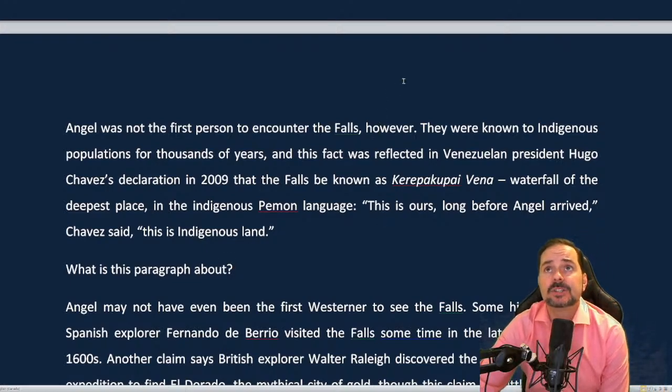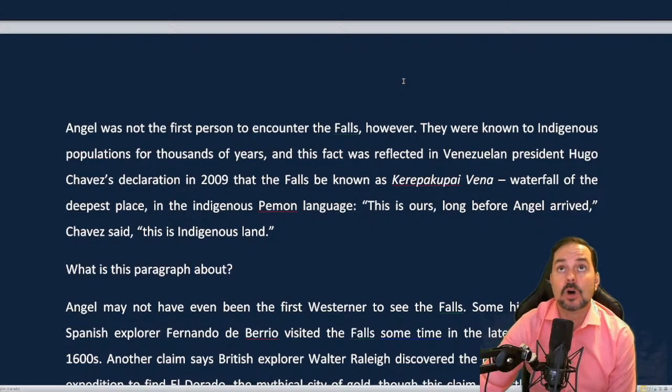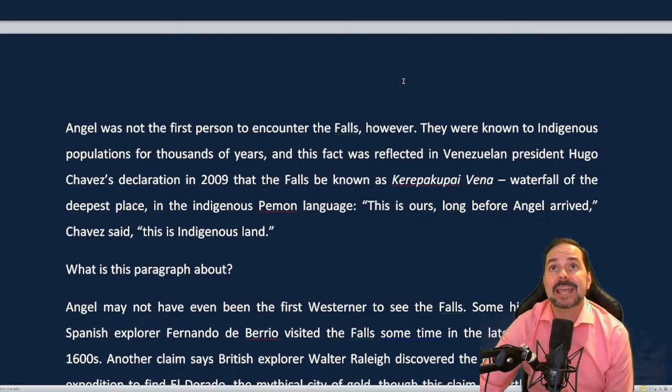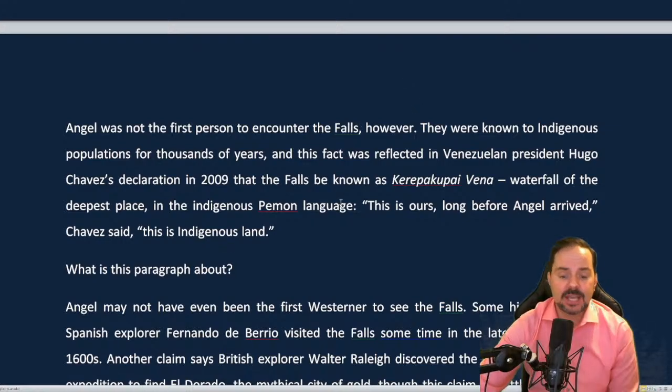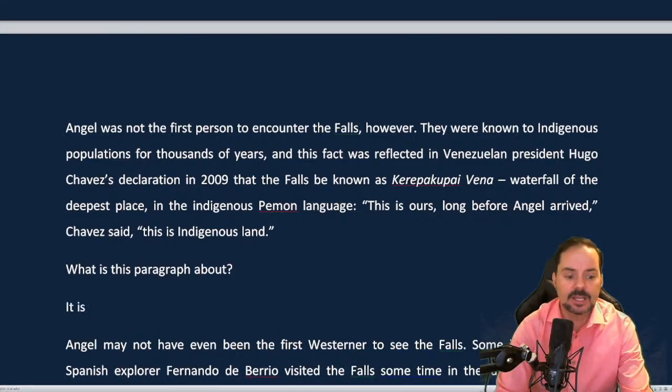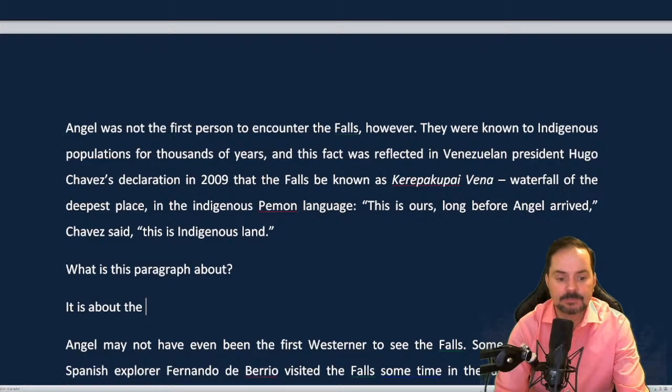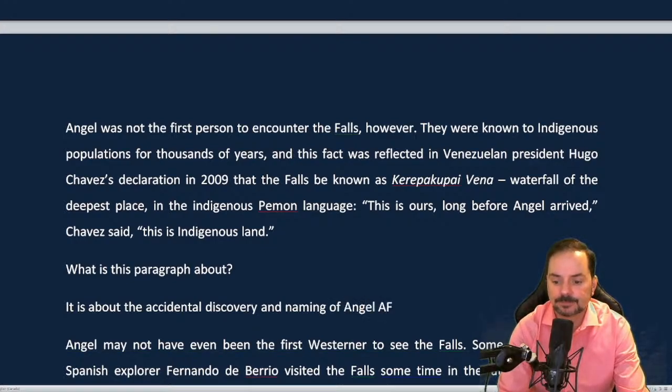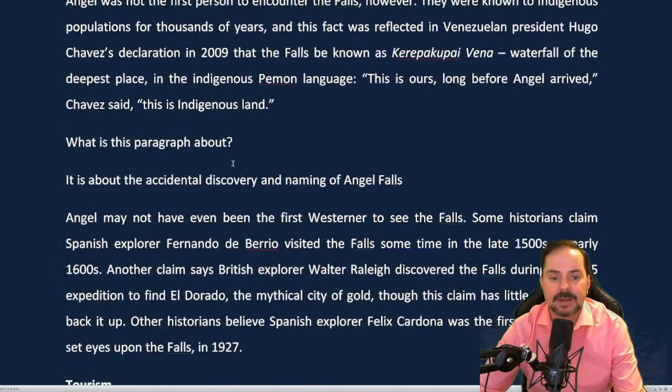So Blueberry says the discovery and the mystery, the history theories about Angel Falls. Okay. Tony says the history of the falls' name. Yeah. Sandy says how it was named. Let's put those together. So it is about the accidental discovery and naming of Angel Falls. Yeah, okay, so that's what it's about.